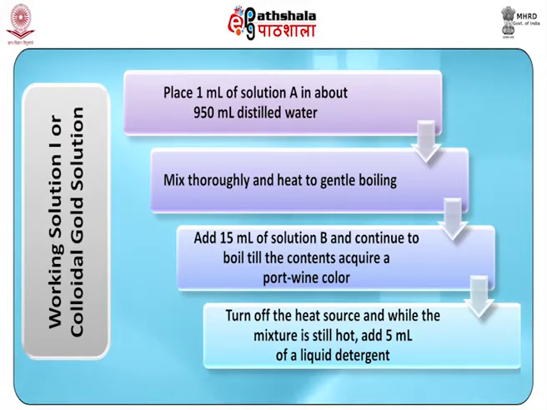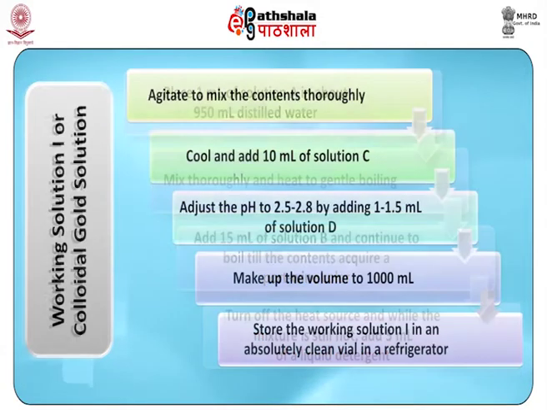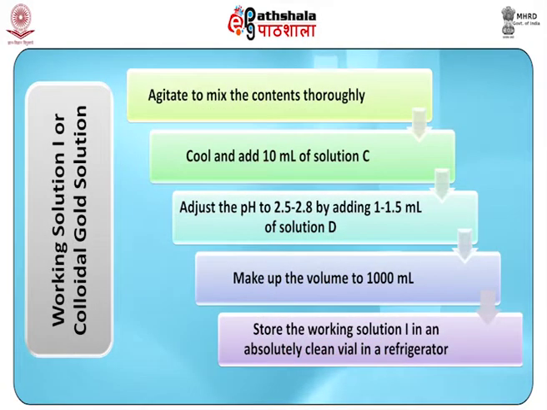Then mix thoroughly and heat to gentle boiling. To it, add 15 ml of solution B and continue to boil till the contents acquire a port wine color. Now turn off the heat source and while the mixture is still hot, add 5 ml of a liquid detergent. Agitate to mix the contents thoroughly.